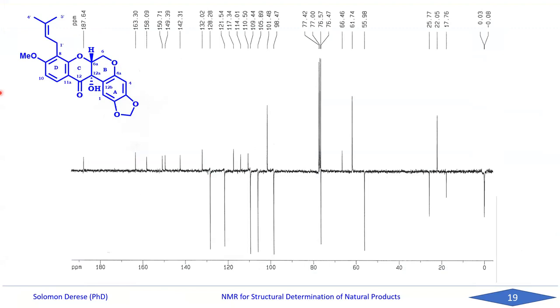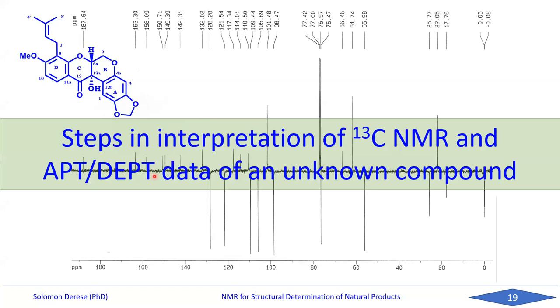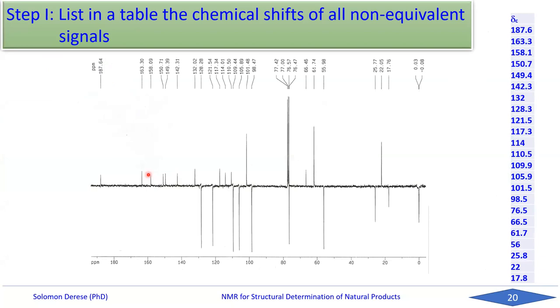Similarly, the carbon-13 NMR also gives us signals at different chemical shift values, and based on that, you can determine what specific type of carbons these are. The first thing you need to do when analyzing the carbon-13 NMR, the ATP or DEPT data of an unknown compound, is to list all of them, from the highest chemical shift value to the lowest, and identify each of them. That's the first thing you need to do.